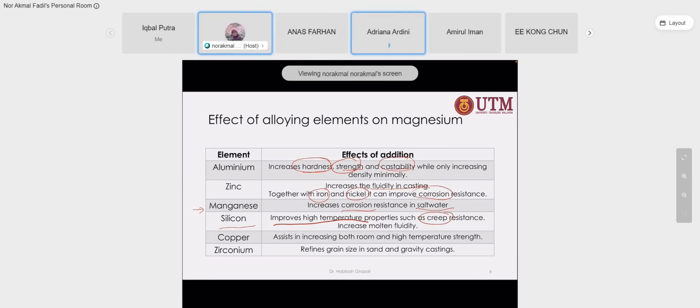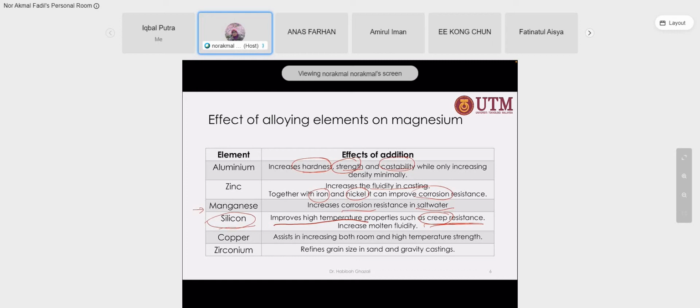And when we talk about creep, basically it is a failure that occurs on a structure if we introduce a constant load at high temperature. Even though the load is very minimal, maybe not reaching the yield strength of the material or the alloy, if it's a combination of constant load and temperature, you will promote creep failure in the material. But if you add silicon, you can improve the resistance to creep failure.